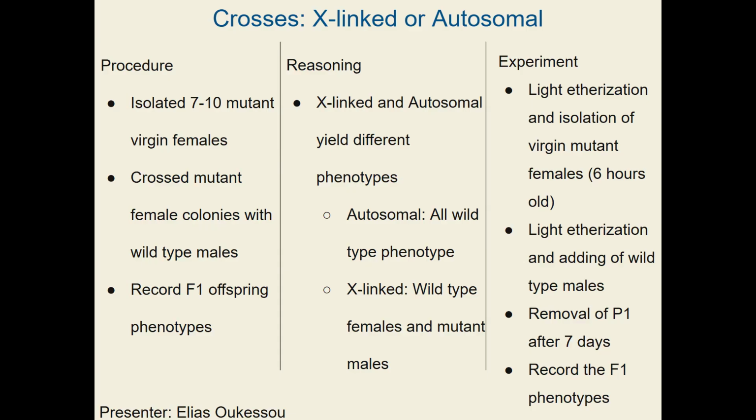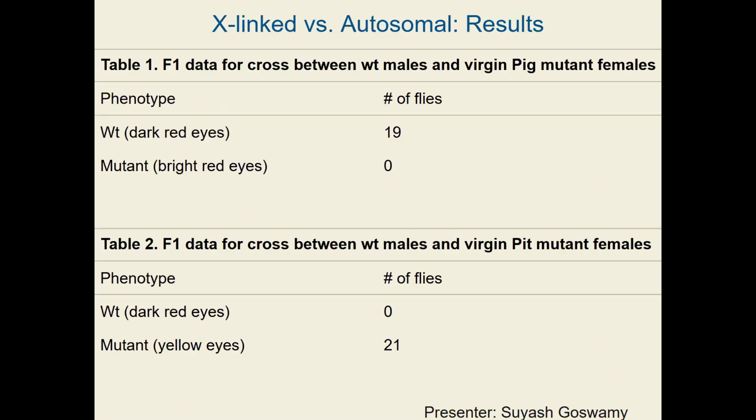To isolate these flies, we first had to clear the vials. After waiting 6 hours, which allows the larvae to hatch and ensures the females are still virgins, we proceeded to etherize them. And then we separated them into males and females based on whether or not they had sex combs. After finding all of the females, we put them in with the wild type males in a new flask and removed them after 7 days to let them breed. The results allowed us to see whether they were going to be X-linked or autosomal.